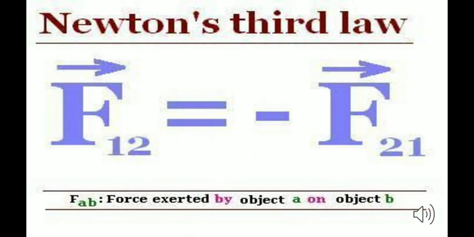As we can see here, in the figure, F12 is equal to minus F21. F12 is when the first body is applying force on the second body, and F21 is when the second body is applying force on the first body. So force 1,2 is equal to minus force 2,1. It's written below also, FAB is the force exerted by object A on B. The first one is the object which is applying force, and the second one is the object on which the force has been applied. Okay, so things are very clear now. So we move to some examples. Let's see it.